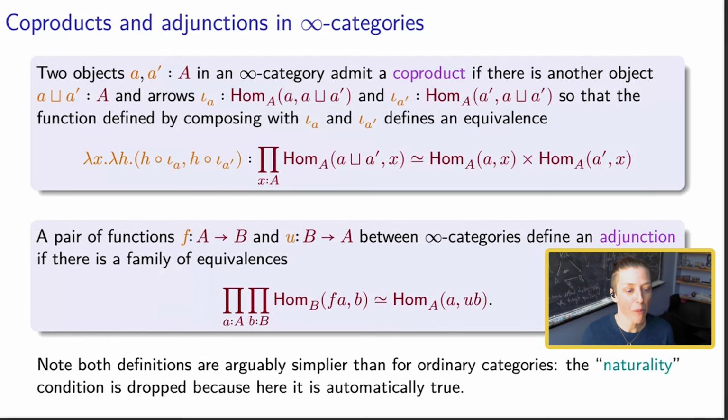And what I want to point out is there's something that's actually simpler in both of these definitions than in the one categorical counterpart. One of the things that I emphasized in the one categorical counterpart, because we were using the Yoneda lemma, is that I required these equivalences to be natural in the variable x in the first case and in the variables a and b in the second case. But the naturality condition is dropped here because it's automatically true.